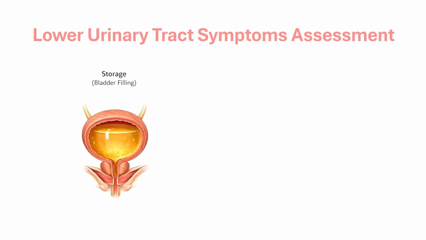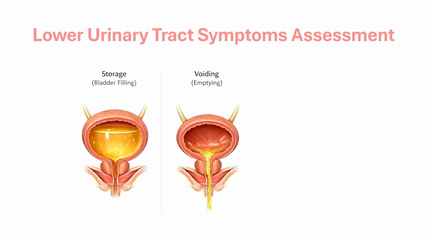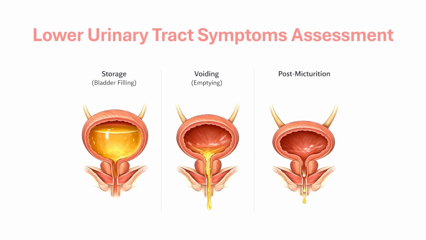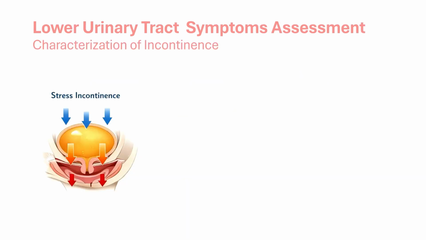Basic approach for lower urinary tract symptoms assessment. When taking a history, symptoms should be categorized into 3 main groups: storage symptoms, voiding symptoms, post-micturition symptoms. This classification forms the basis of the LUTS assessment. Characterization of incontinence is evaluated in detail.